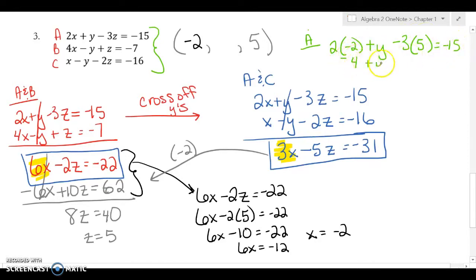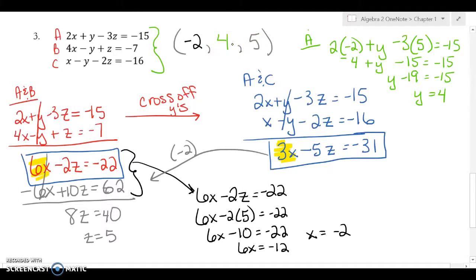So that's negative 4 plus y minus 15 equals negative 15. A negative 4 and a negative 15 make a negative 19. And then if I add 19 to both sides, I get 4. So there's definitely a lot of work for these problems. Okay?